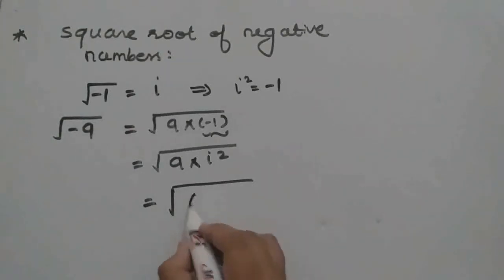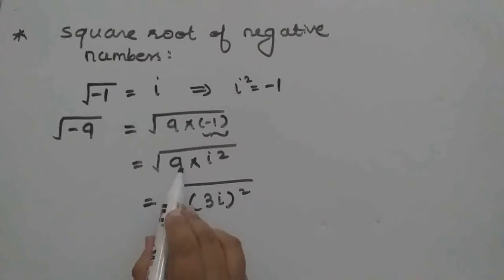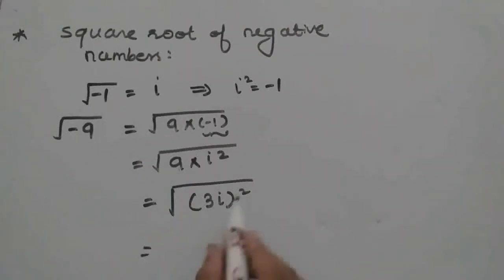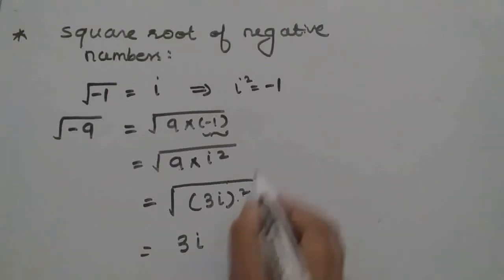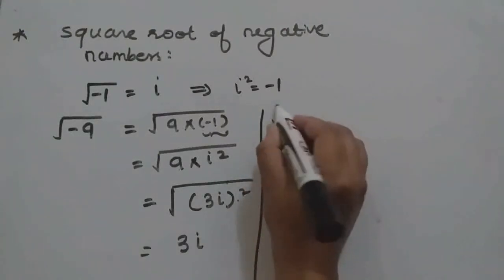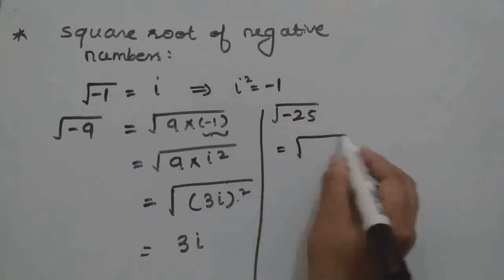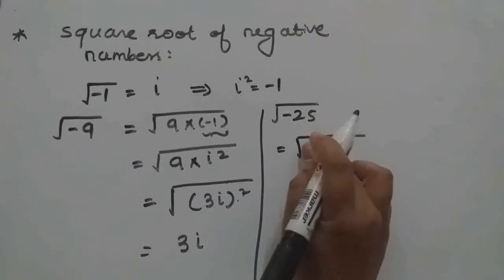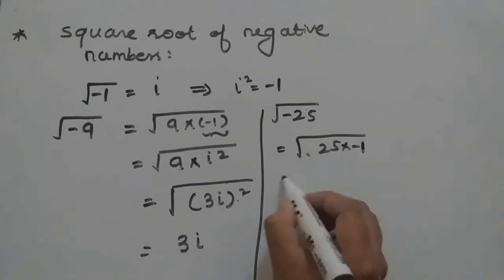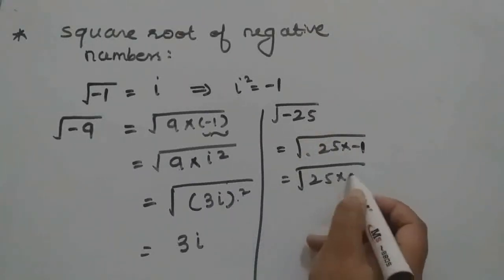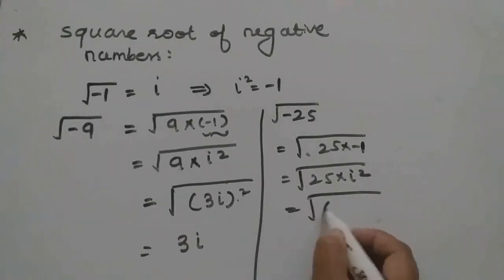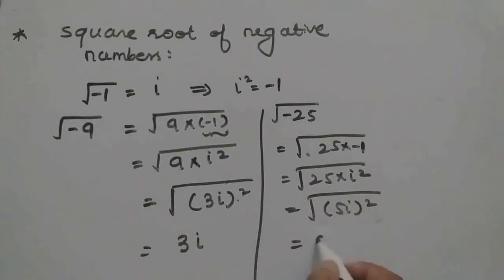Now root of 9 i square we can write as 3 i square, isn't it? Square root of 9 is 3. Now this square and square root will go out, so the answer will be 3i. Similarly we can find it for other numbers also. Suppose minus 25, so this we can write as 25 into minus 1, that is i square, then 5 i square. So the answer will be 5i. So we can find the square root of negative numbers.